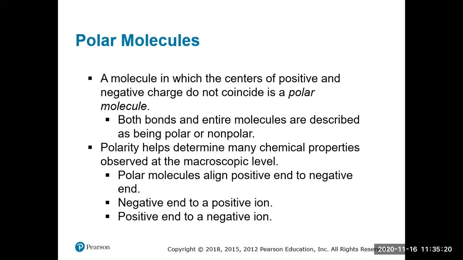Polarity helps determine some of the chemical properties that we observe. Polar molecules themselves will align with their positive end to a negative end, and the negative end will align, if there are ions around, to a positive ion, and the positive end will align if there are ions around to a negative ion. So when we talk about these things, we're usually talking about something going on in solutions.